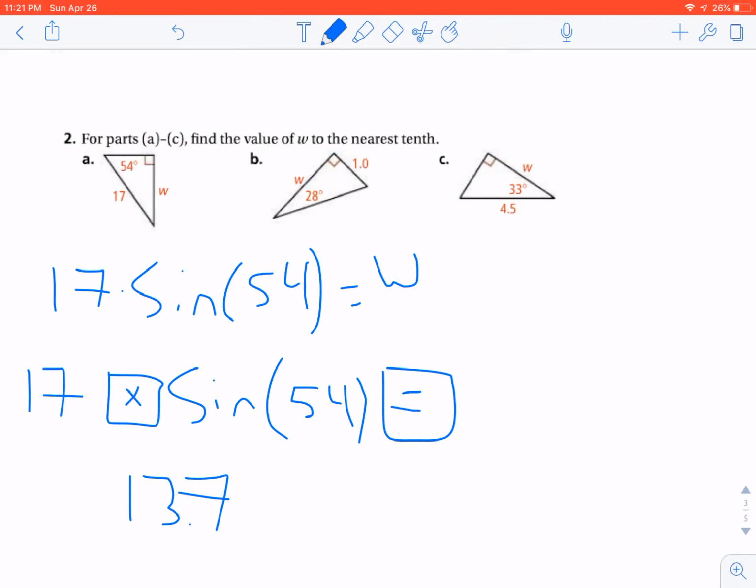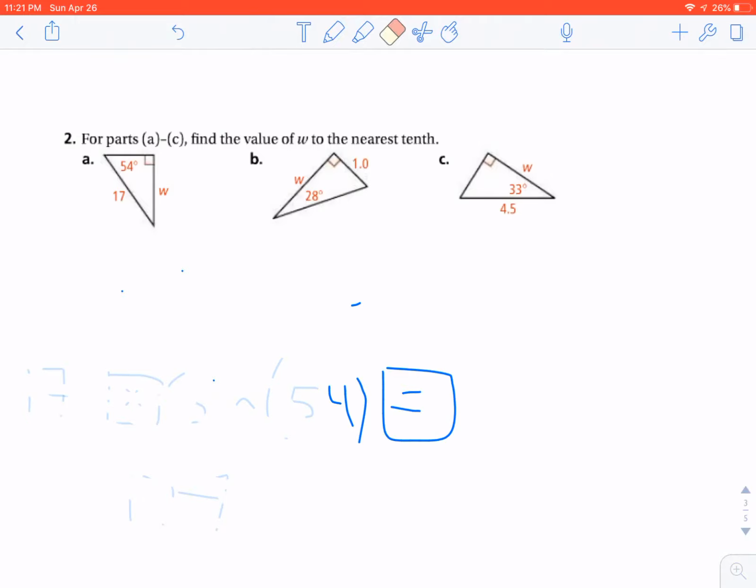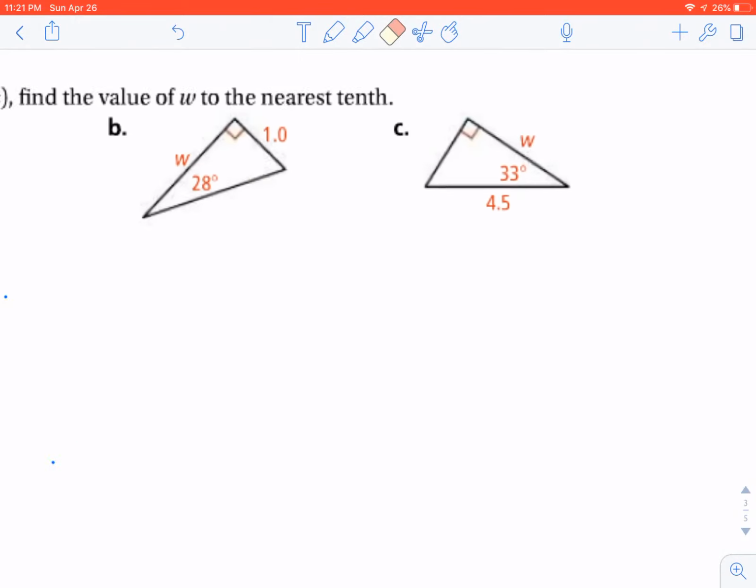If you did this and you got some goofy negative decimal, that means your calculator is in the wrong setting. Let's do, again, the same order I did the notes in. Let's skip B for a moment, and let's jump over to C.